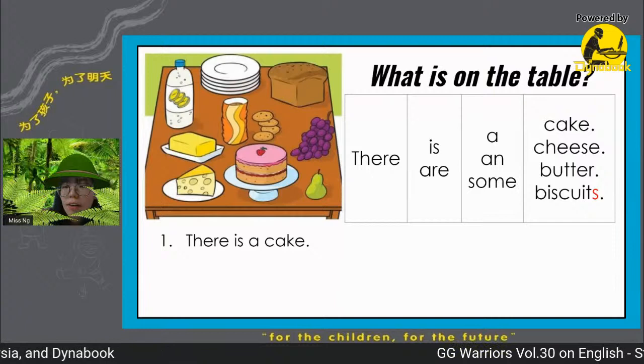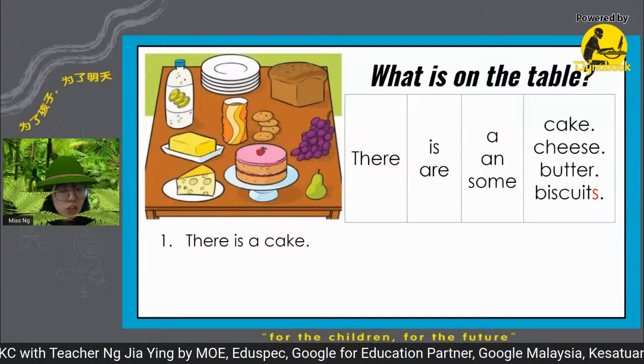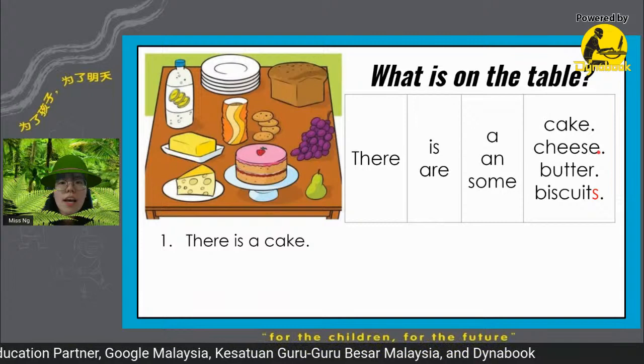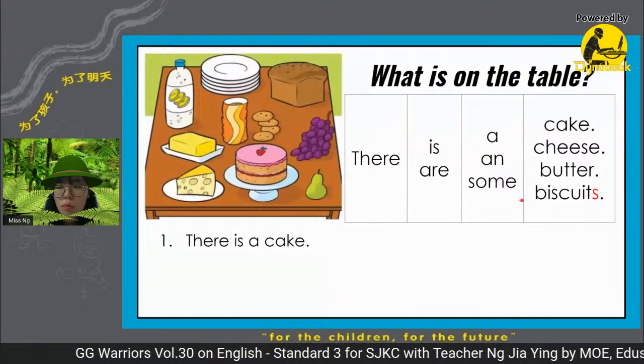Okay, so now everyone. For cheese, because we need to cut it into smaller pieces, right? 我们要把它切出来才能吃. Okay, so cheese is uncountable. We cannot count cheese, okay? So if we cannot count cheese, we cannot use a. We cannot use an. We must use some. Okay, everyone, we must use some cheese.